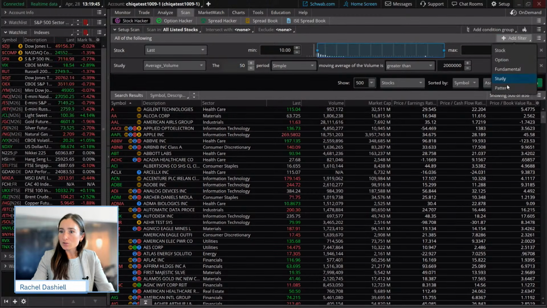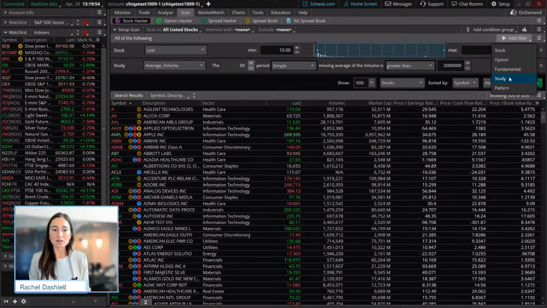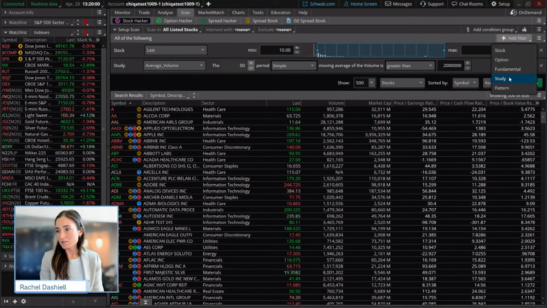We're going to add another filter because, as we already talked about, we want to avoid trading around earnings. We want to look at stocks that have lower levels of volatility. And we know that if there is earnings coming up, we are likely going to see heightened levels of volatility. So we're going to use this study filter on the right-hand side.